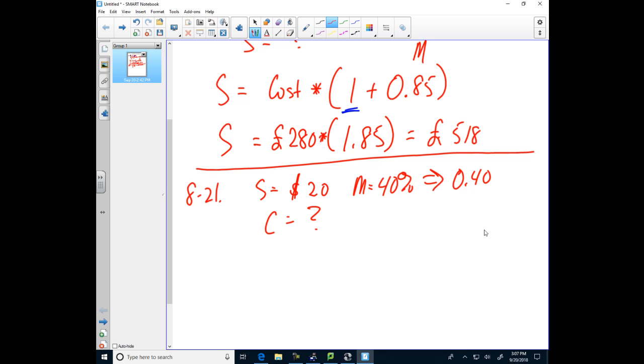Okay, so now look over here at this interactive chapter organizer. Down in the bottom left-hand corner, cost equals selling price divided by 1 plus the % markup on cost.